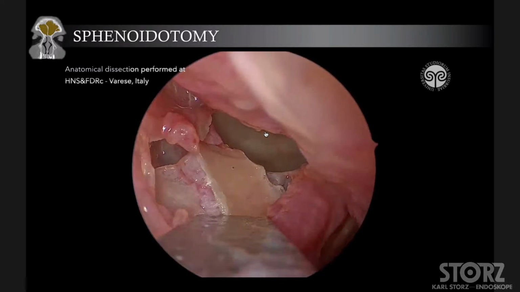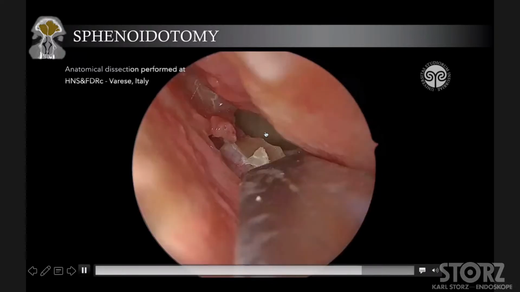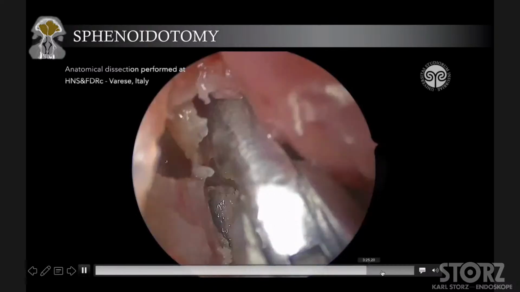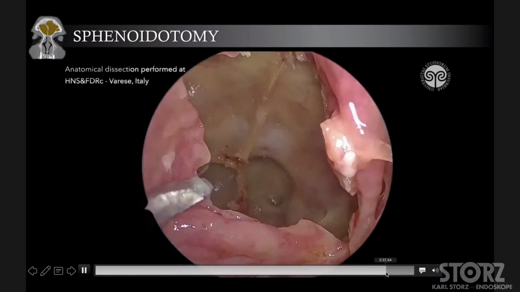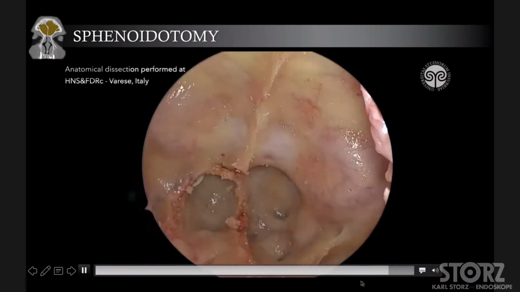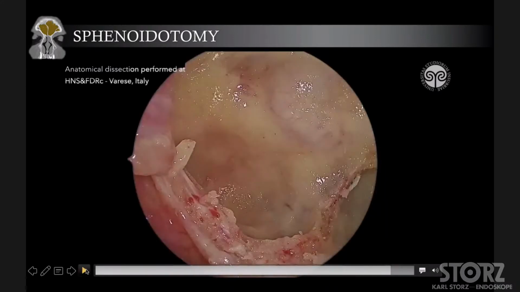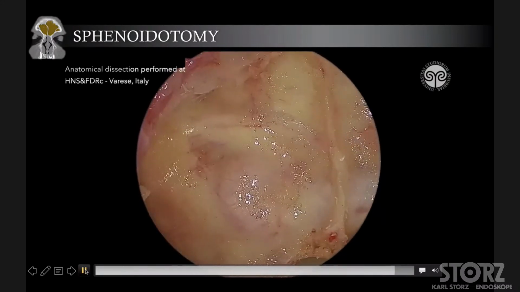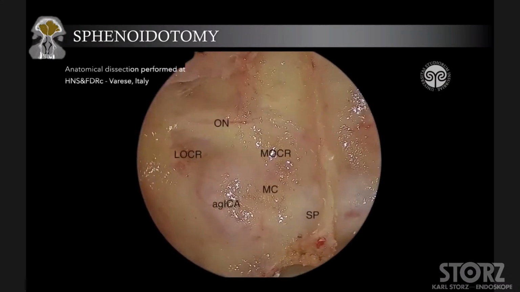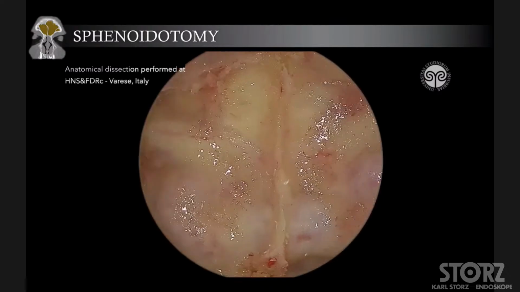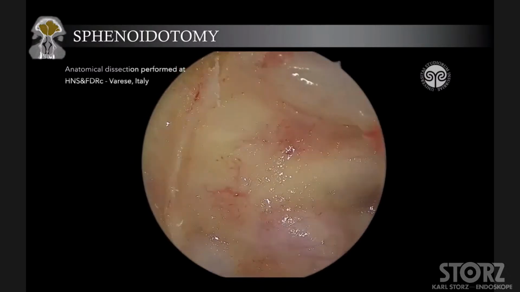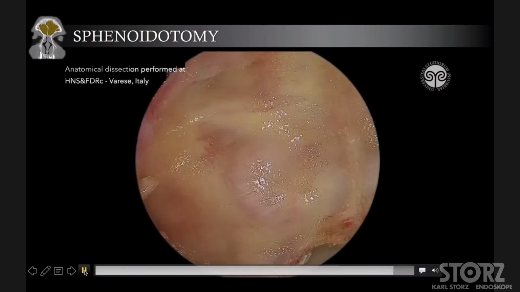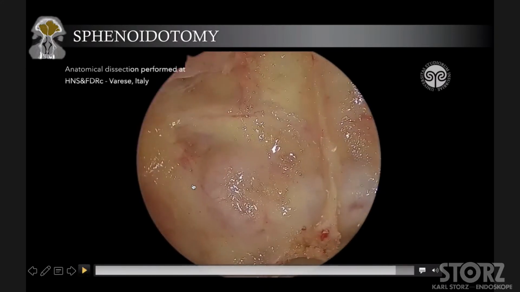We are completely removing here the rostrum, and once the rostrum has been removed, we have entered the sphenoid. Okay, in this case, we have also removed the intersphenoid sinus in order to join the two, in order to join left and right sphenoid sinus. And this is our landmark that are much more visible.